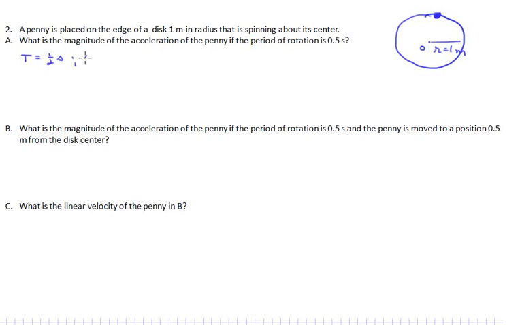And I can then calculate the angular velocity omega as 2 pi rads. That's once around, 2 pi, divided by the time it takes to go around, 2 pi rads per second. And so that means omega is equal to 4 pi rads per second.